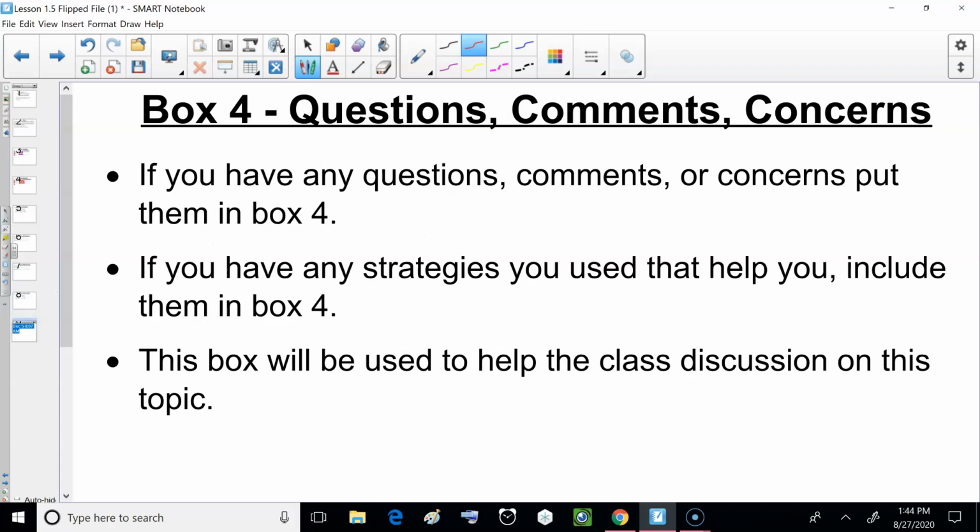As always, if you have any questions, comments, concerns, it would be a great spot to write those down so that we can discuss. Also, if you have any strategies that you use that might be different than what you've learned that help you be successful, make sure you jot those down so we can share those with our classmates.